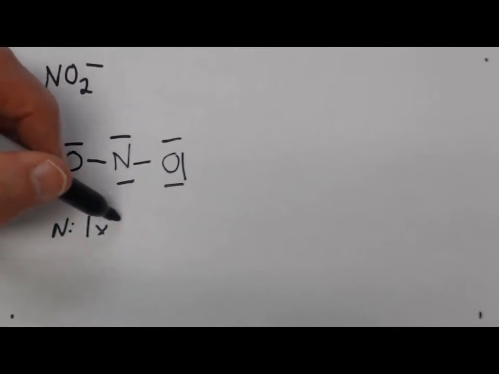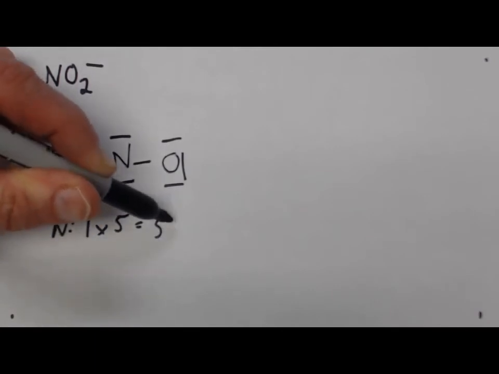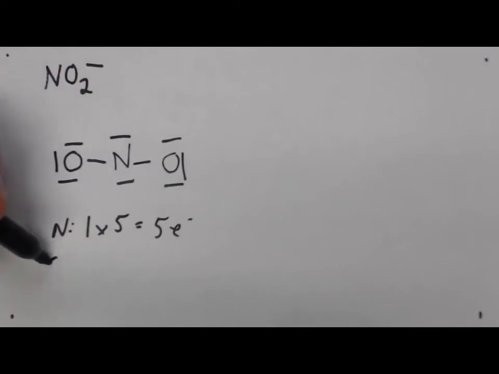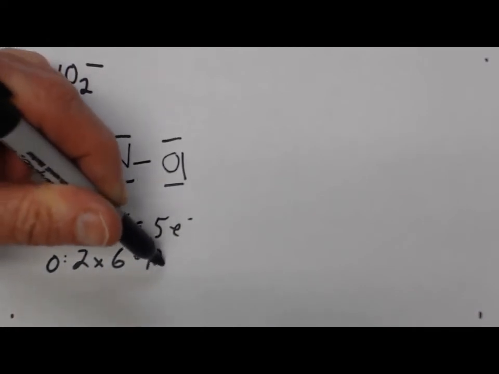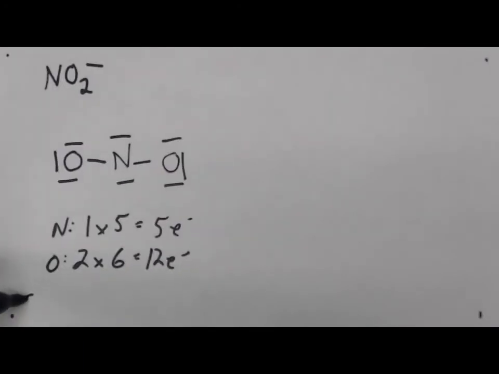Now I need to count up my valence electrons that I've got. So I think about nitrogen. I have one of those, and he's in group 5, and so he brings in 5 valence electrons. Oxygen, there are 2 of those, and they're in group 6. They bring in 12 valence electrons, and then since I have a charge on this of a -1, it means I have an extra electron. So I get another electron from that charge. If it was a plus charge, you'd be losing an electron. Add these guys up, I get a total of 18 electrons. That's how many I should have in my structure.